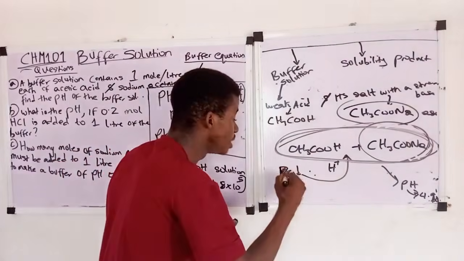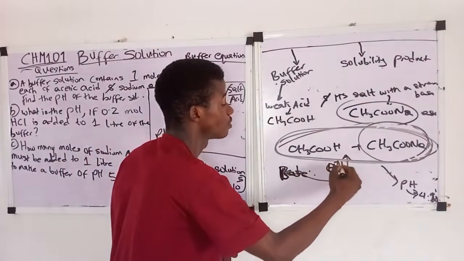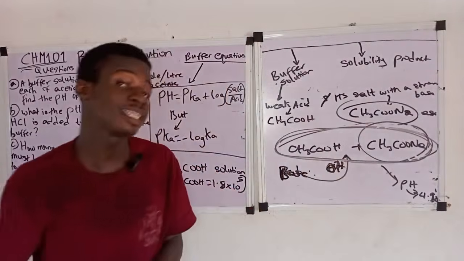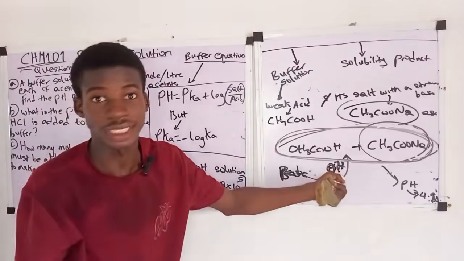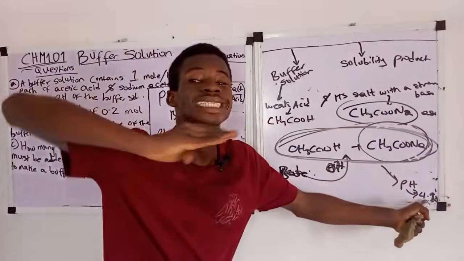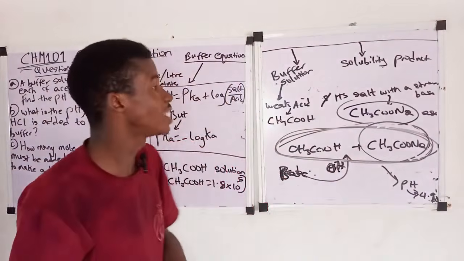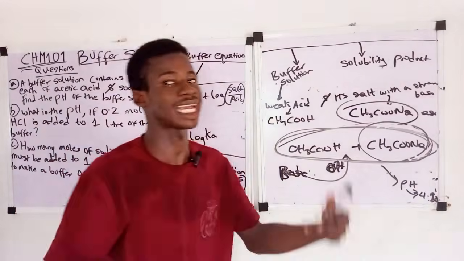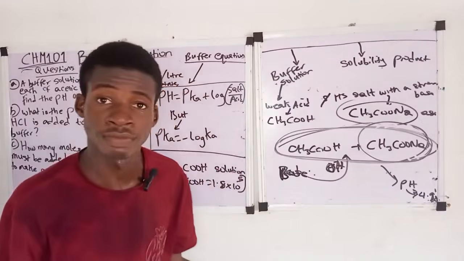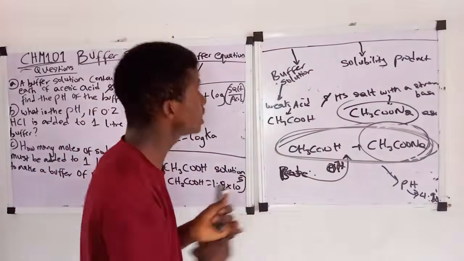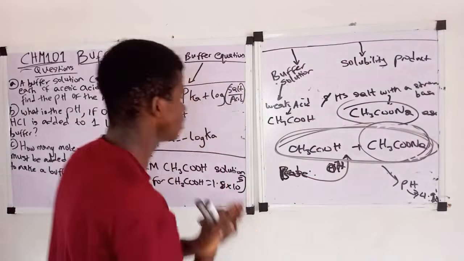Now let's say I add a base, OH-, to this buffer solution. The acidic part of the buffer solution will neutralize this base, enabling it to maintain this constant pH, okay? So that is the function of a buffer solution, and that is how it works: a solution that maintains a nearly constant pH. There are two types of buffer solution: acidic and basic buffer solution, okay?